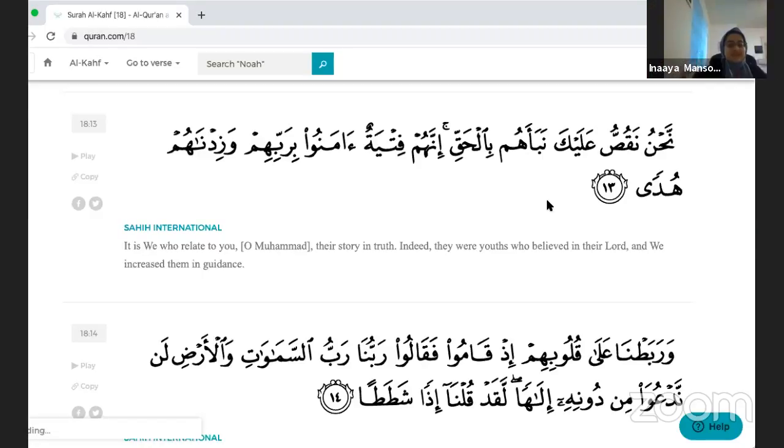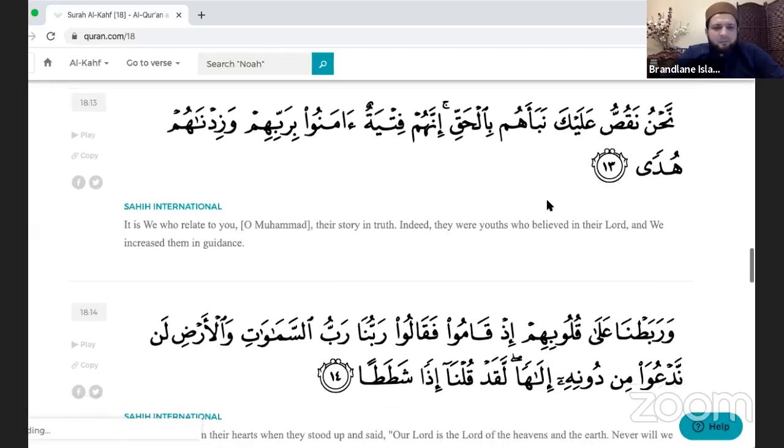I don't have a Quran. No worries, I'll do it. Okay, so verse number 13. Bismillah ar-Rahman ar-Rahim. نحن نقص عليك نبأهم بالحق. إنهم فتية آمنوا بربهم وزدناهم هدى.